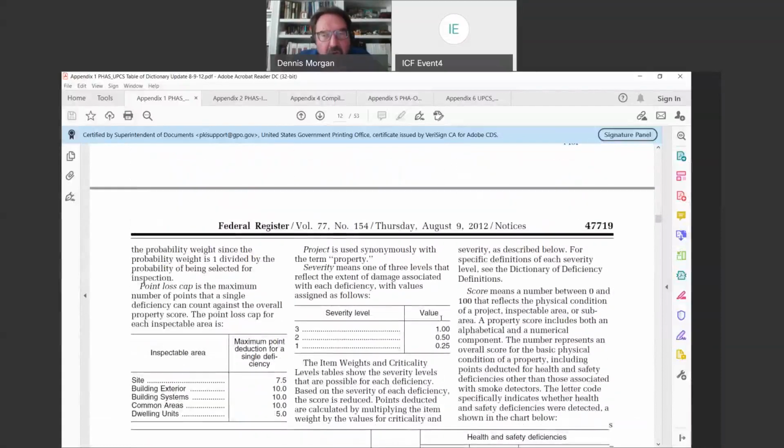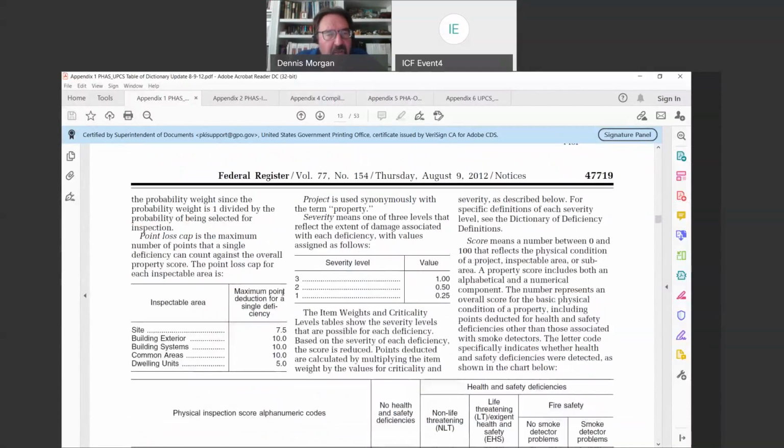Within the scoring system, and you're going to see it on page 47719, under this new scoring system, you also have what's called a point loss cap. A point loss cap is the maximum number of points that can be deducted for a single deficiency and count against the overall property score. You'll see under here where it says site, the maximum point deduction for a single deficiency is 7.5 points. Well, generally your site is worth 15 points. So for a single deficiency, you could lose half of those points.